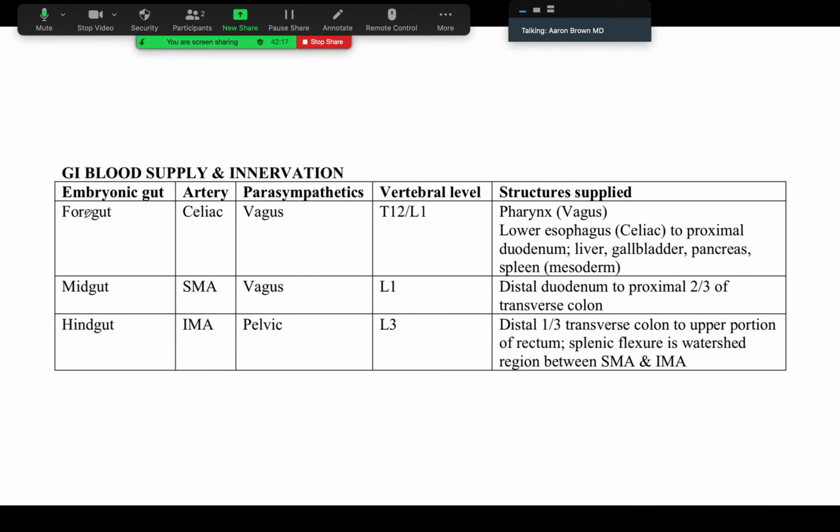So if it's going to the foregut, thinking about the lower esophagus, the stomach, the duodenum, that should be supplied by the celiac plexus in terms of the sympathetics. The parasympathetics are going to be vagus, of course. Midgut, superior mesenteric plexus, and vagus, of course, for the parasympathetics. Okay, and then for the parasympathetics of the hindgut, it's actually going to be a pelvic supply.